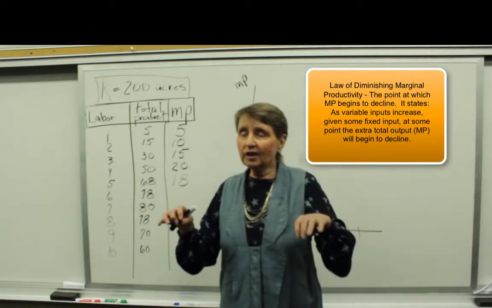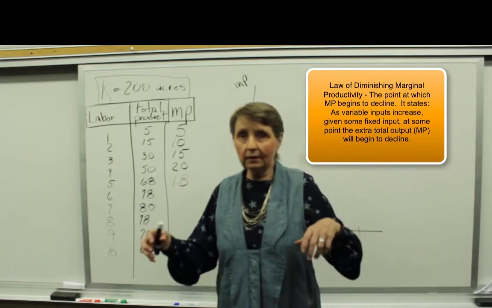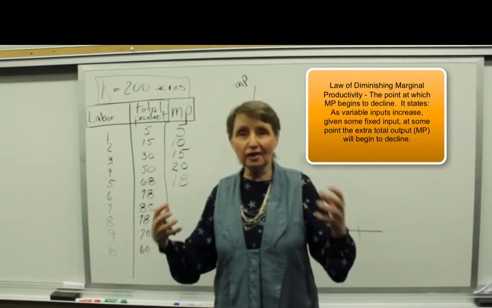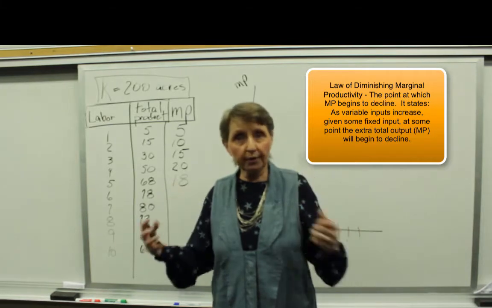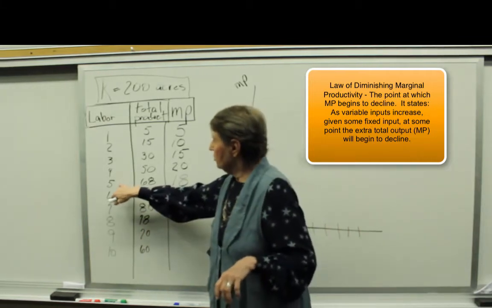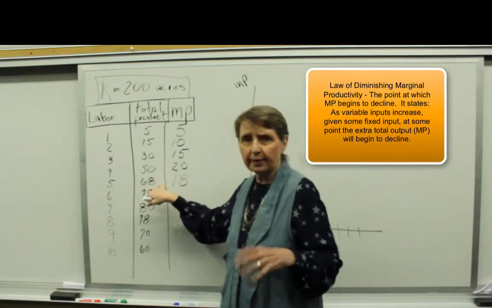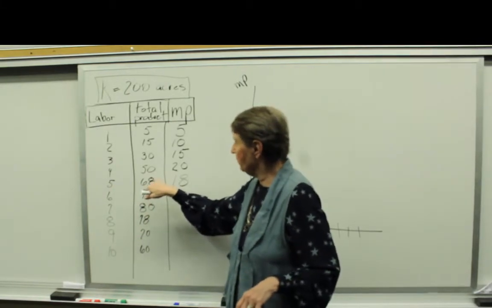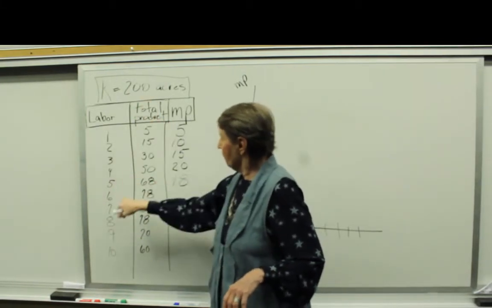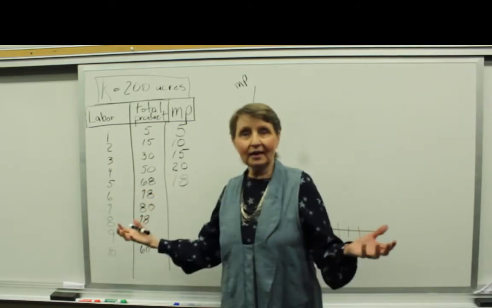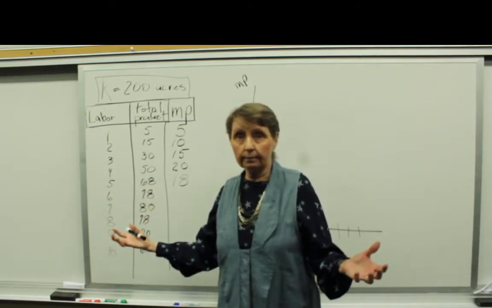Diminishing marginal productivity is not a bad thing. It's not a good thing. It's just a thing to which all production is subject. So do not attach negative connotations to worker number 5 because he has diminishing marginal productivity. If Farmer Brown adds worker number 5, he's going to get 18 more bales of cotton.